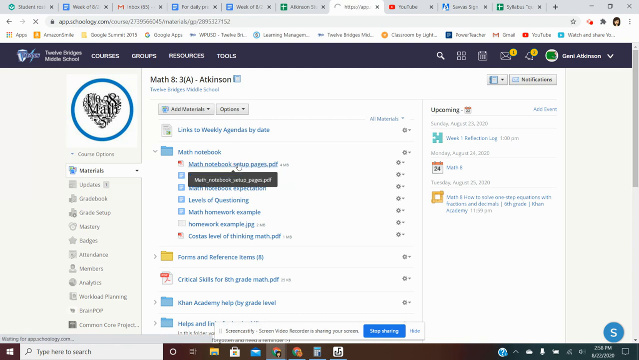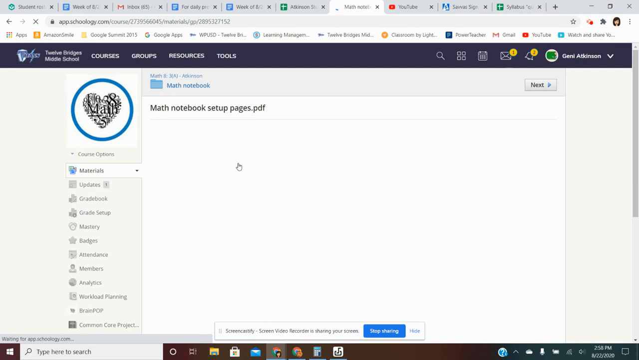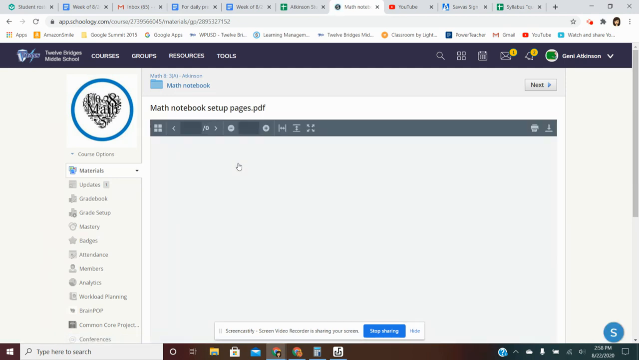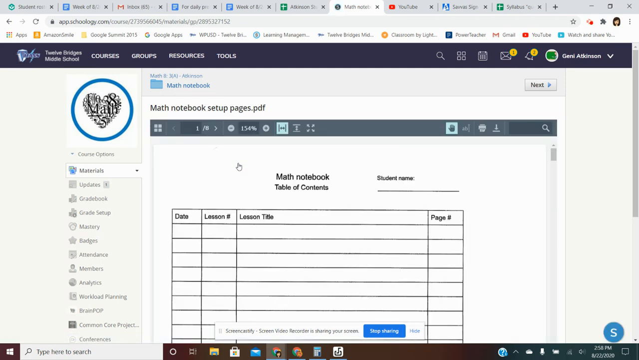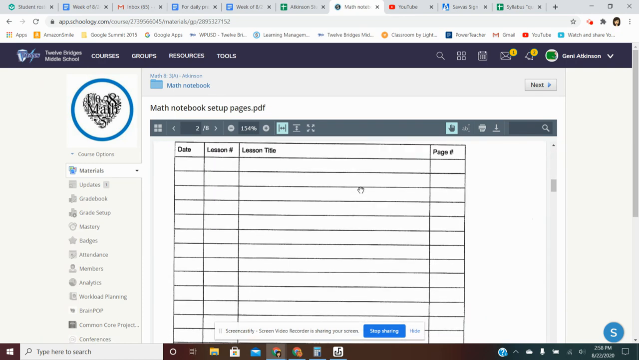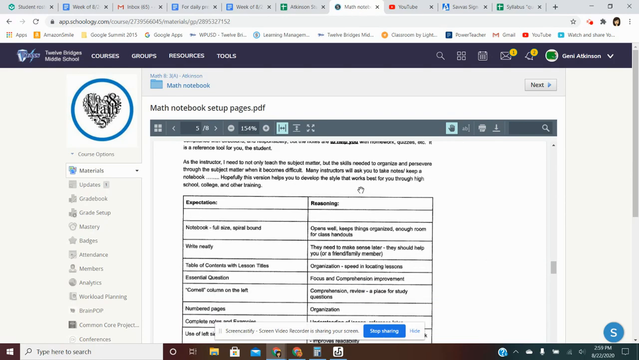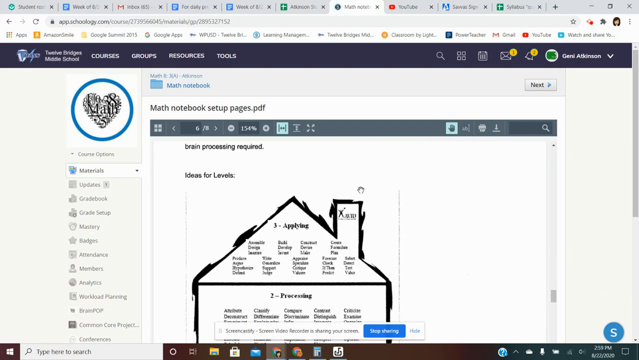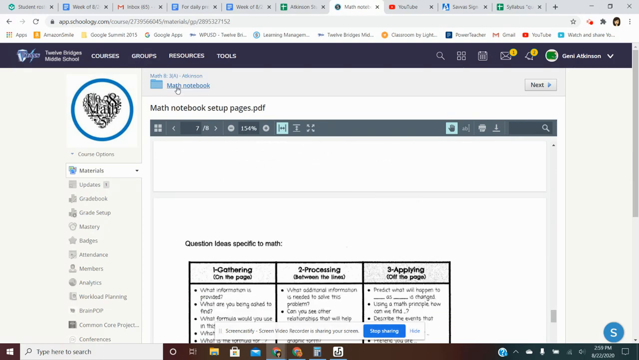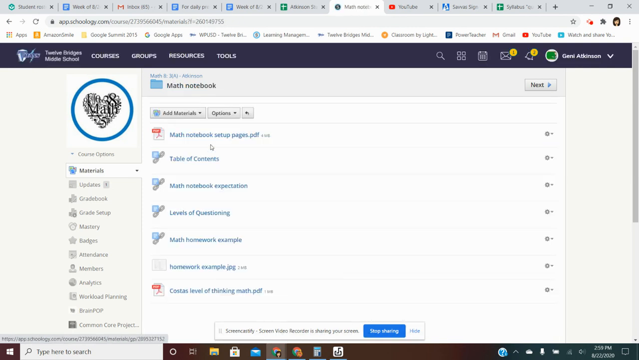So if I click here, it pops up, ta-da, okay? And it's all the pages that I just glued into my notebook, and you can do the same, okay? If for some reason you need individual pages, they're all listed here below. Okay, so this is it all together, this big PDF, and then all the others are below.